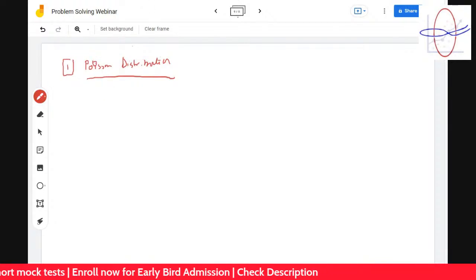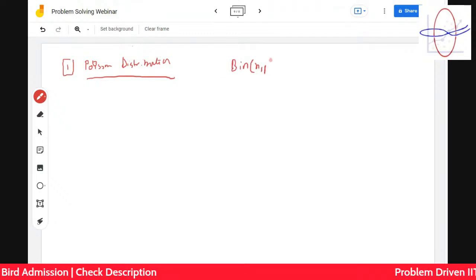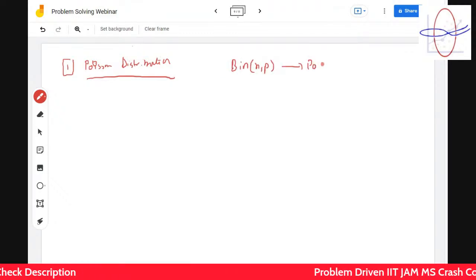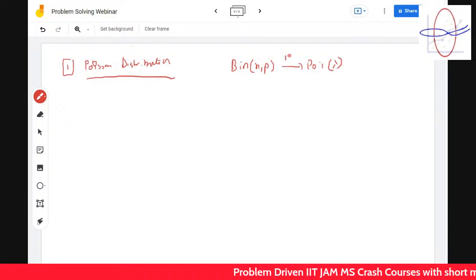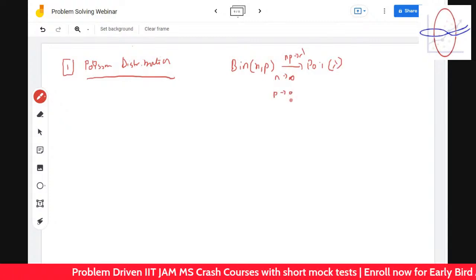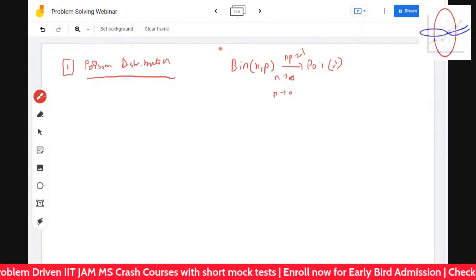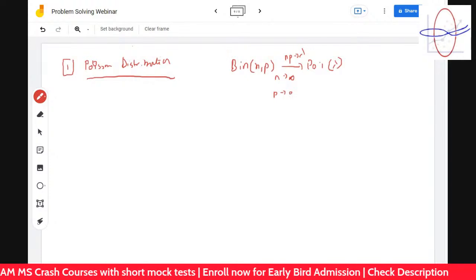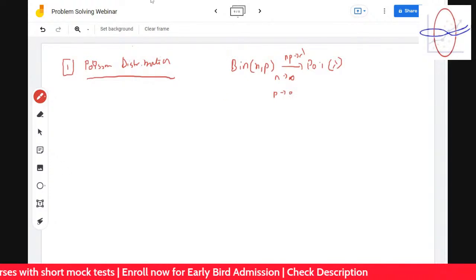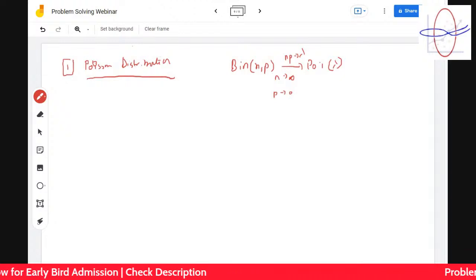Do you remember? Binomial(n, p) goes to Poisson(lambda) if np goes to lambda, as n goes to infinity and p goes to 0. So p is becoming very small and n is becoming very large. I did a very interesting example. Now I want you to tell me this.